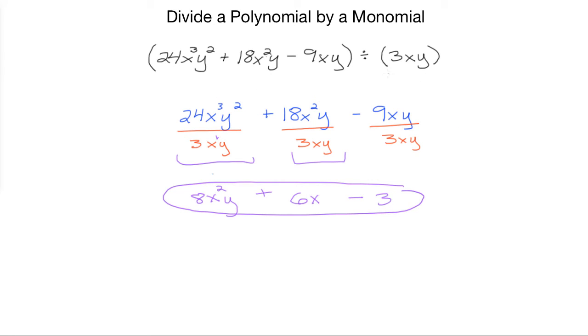We had to distribute the division to each one of these three terms. That's why we wrote it out this way in the middle here. And then we just divided each term separately using our exponent properties, and we got to our resulting trinomial.